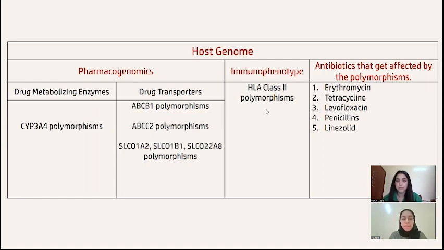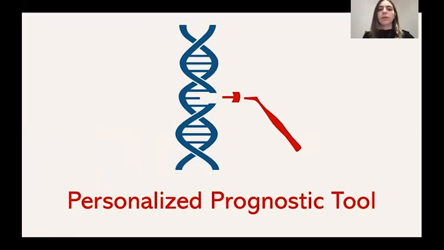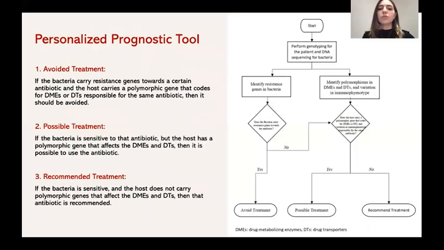So to summarize everything in this table, we can see that the polymorphisms in the drug metabolizing enzymes, drug transporters, and HLA class II will affect some antibiotics, such as erythromycin, tetracycline, levofloxacin, penicillins, and linezolid. Finally, we came up with this algorithm to treat bacterial infections, and this begins with performing genotyping for the patient to identify the polymorphisms that affect the pharmacokinetics of antibiotics and the variations in immune response discussed previously.